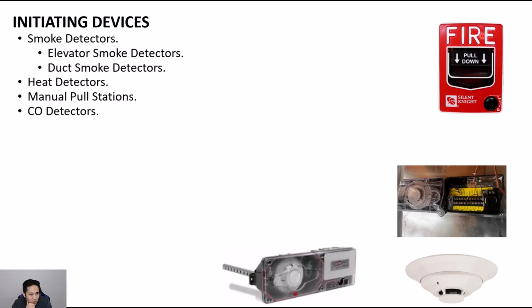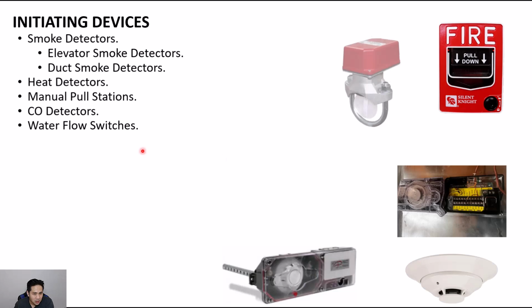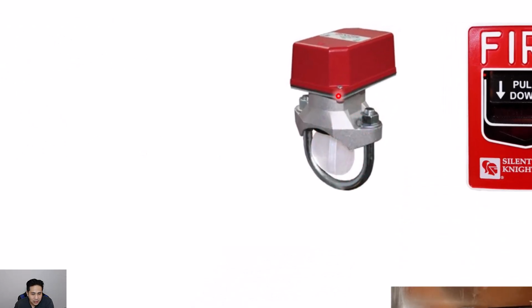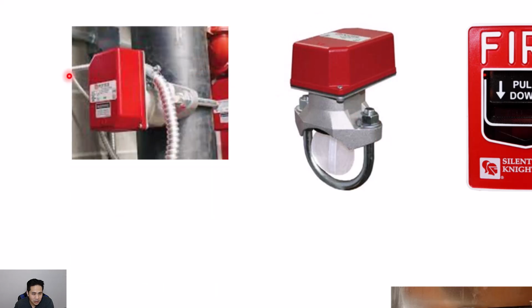You also have CO detectors, which are carbon monoxide detectors, and those also look similar to smoke detectors and heat detectors. You have water flow switches, which look like this, and this is the portion that sits in the pipe, and this portion is sitting outside the pipe. So it looks like this once it is installed.